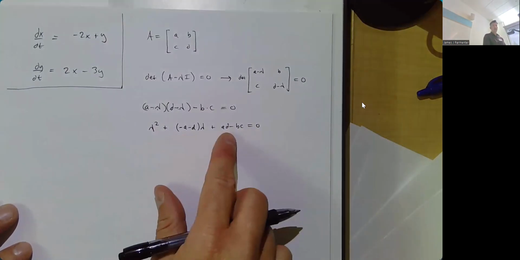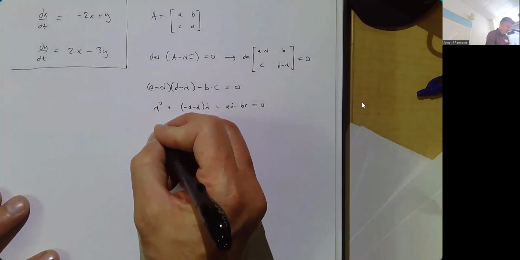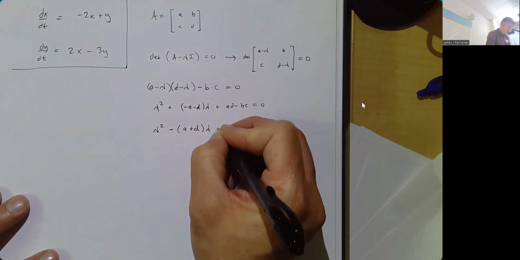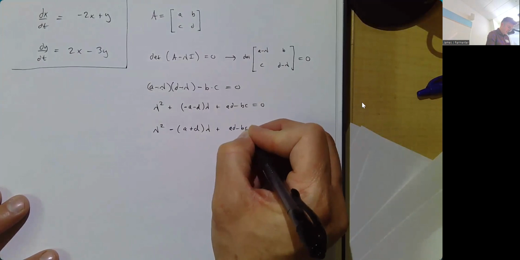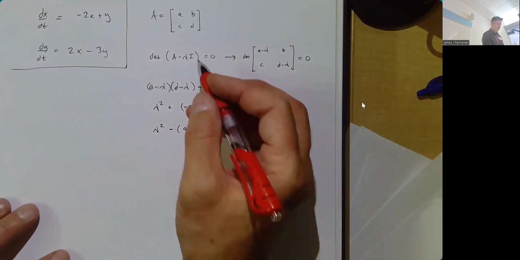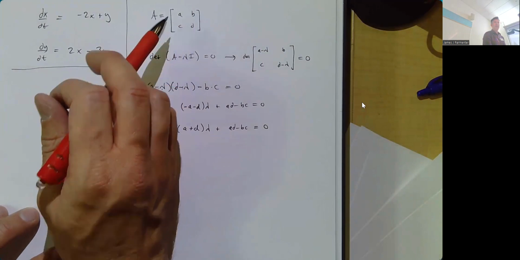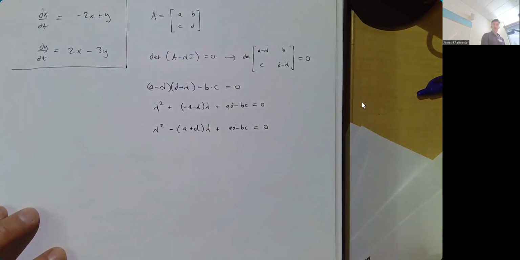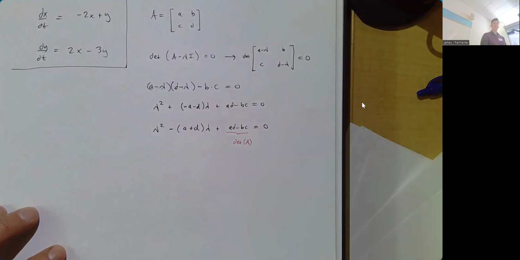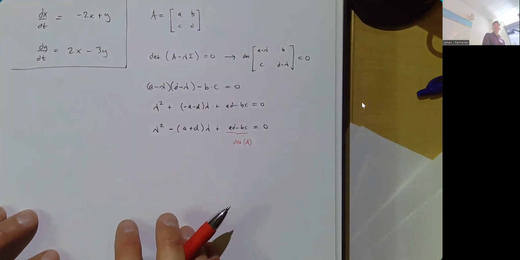But these two things are actually kind of special. I'm going to rewrite this just slightly. This is lambda squared minus A plus D times lambda plus AD minus BC equals 0. AD minus BC, if you look at the original matrix, A times D minus B times C, is the determinant of the original matrix. And A plus D is called the trace of the matrix.